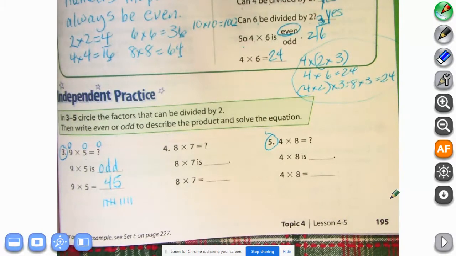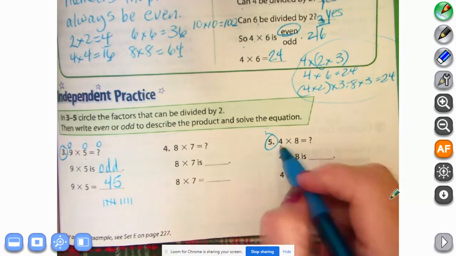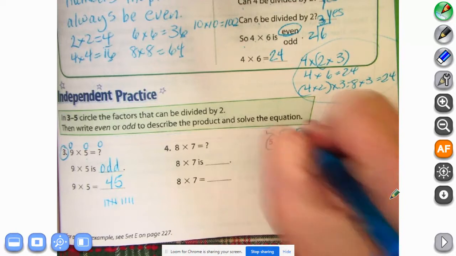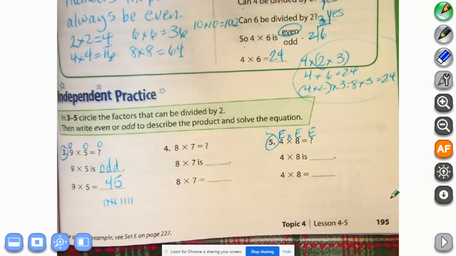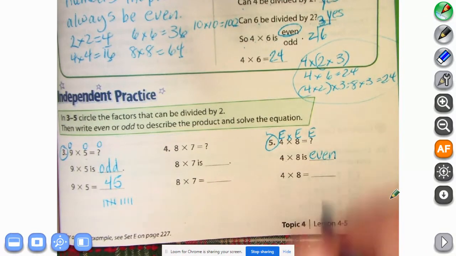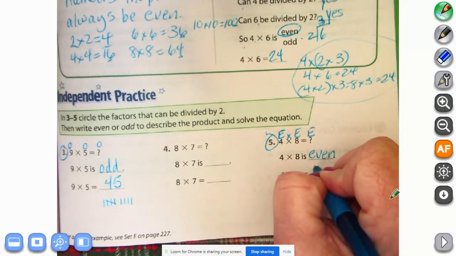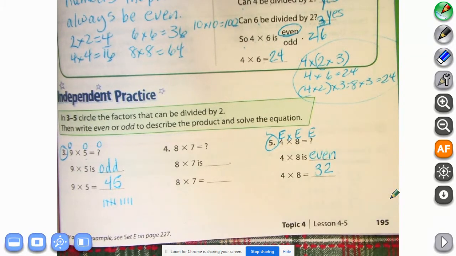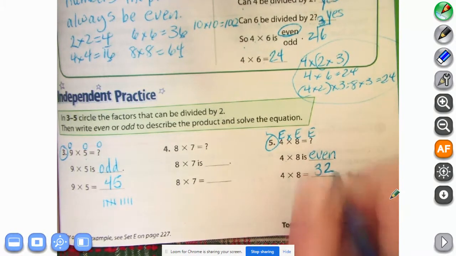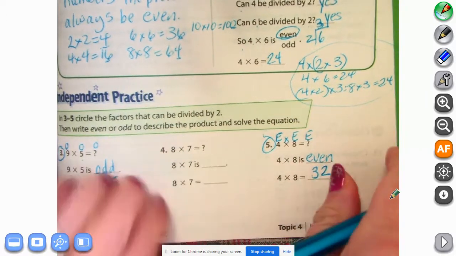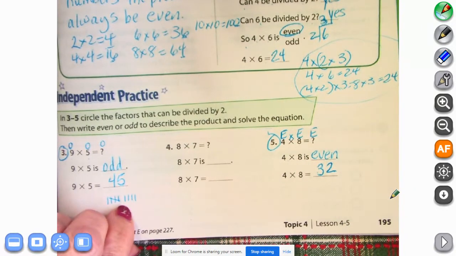Okay. Then number 5, 4 times 8. 4 is an even number, and 8 is an even number, so the answer is going to be an even number. So 4 times 8 is even, and 4 times 8 equals, what does it equal, guys? Do you remember? 32. All right, make sure you have everything written down. Press pause if you need to get any of this down.